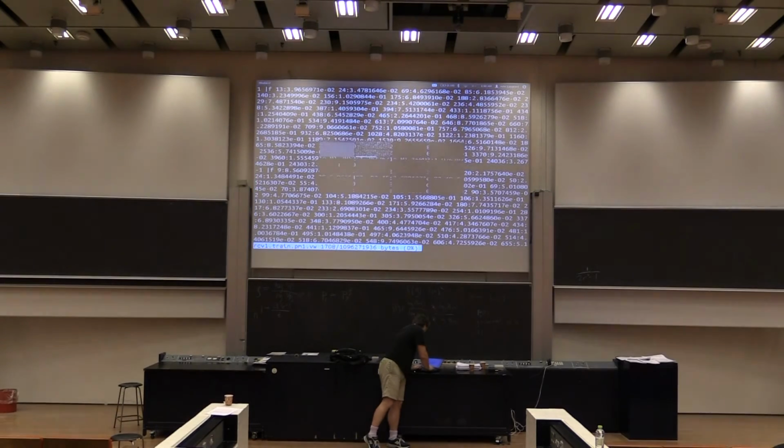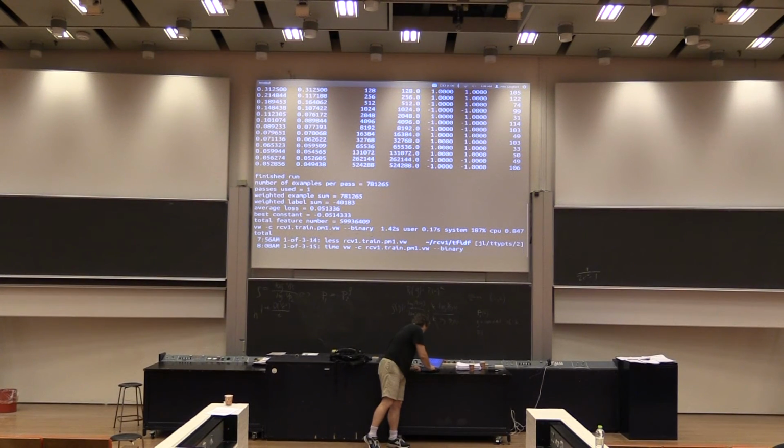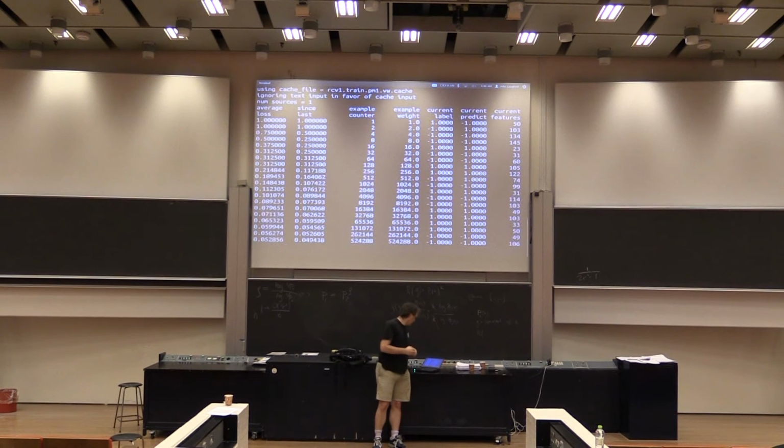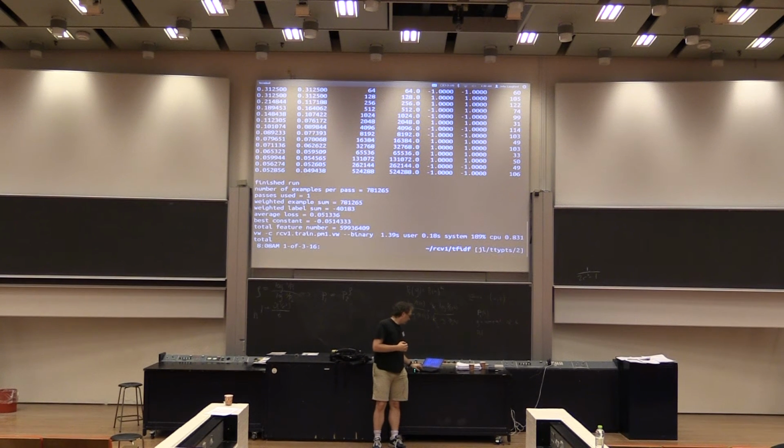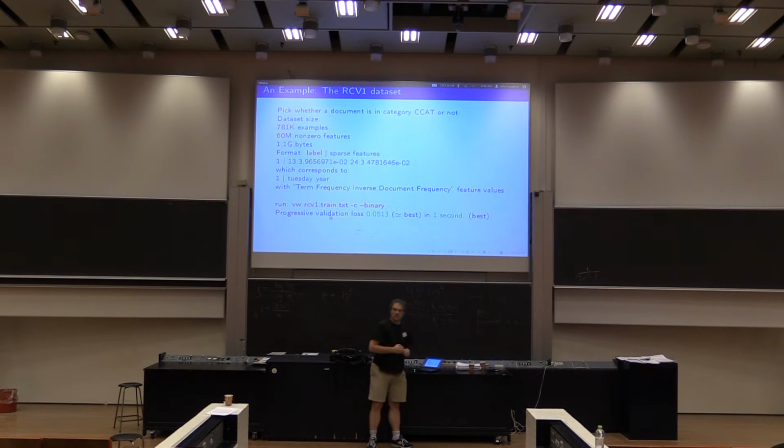Now let's try to train it. Okay, so in this particular case, the number of unique features, the number of parameters we're going to be learning is around 50,000, a little bit larger than that. So we can train, and in about 1 second, we can get something with an error rate of 5.13%. Okay, so this is pretty good.